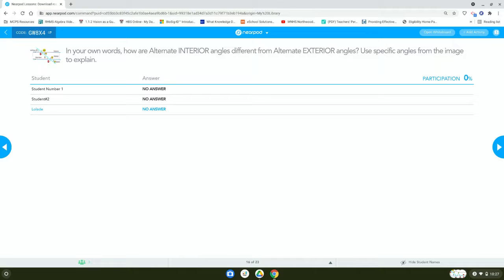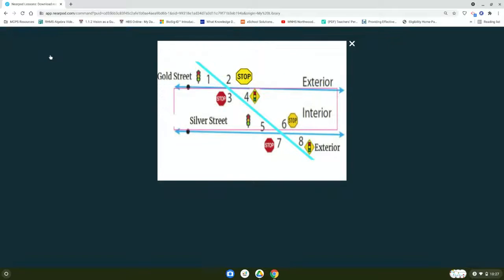Differentiate between alternate interior and alternate exterior angles. Be specific. You can use the angles you're looking at to explain. So you can say what angle is exterior, what angle is interior. You can use your own words. Explain this in your own words briefly.